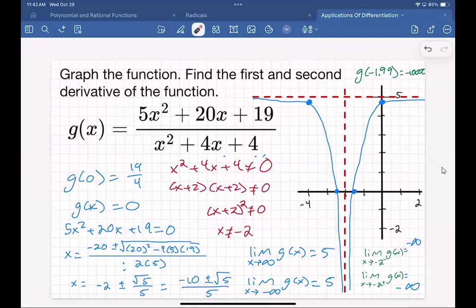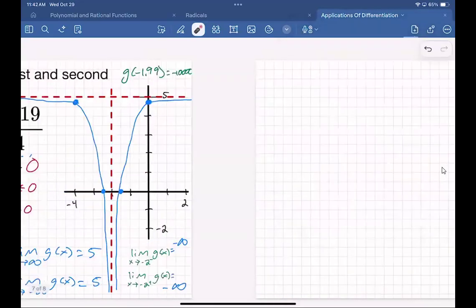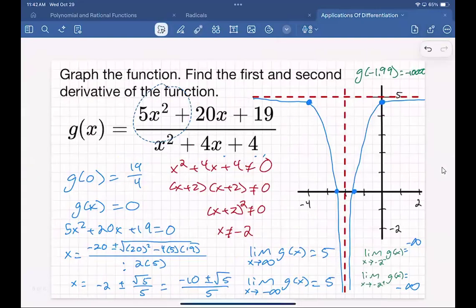Okay, so we can go review the quotient rule for derivatives. So let's go do that. Is there any questions though with the limits before I jump forward? All right.